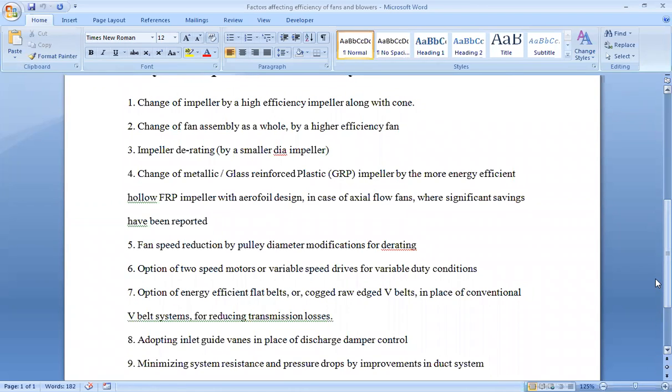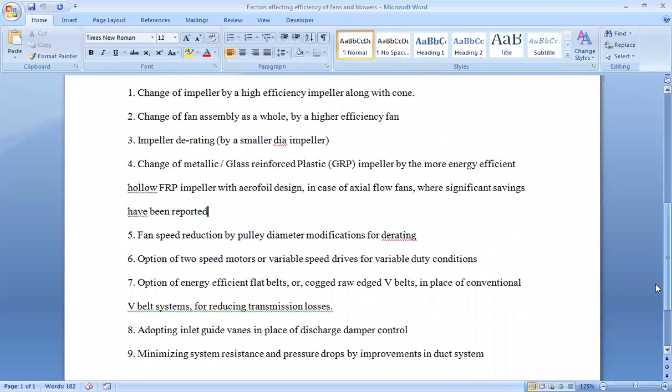Then sometimes we are using two-speed motors, that we have learned. Then we have to use energy efficient V belts or some flat belts. Sometimes what happens is the belt efficiency is reduced, so we have to use energy efficient belts; cogged belts are used.